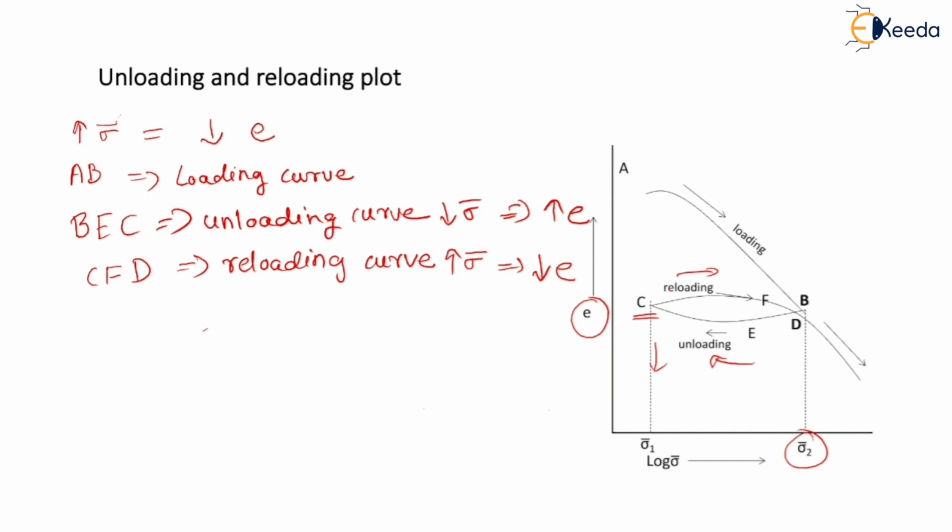So in short, when we do the loading on the soil sample for the first time, then the loading curve AB is obtained. When we remove the load on the soil sample, the curve BEC is obtained, which is called unloading curve. And when we again apply the loading, then curve CFD is obtained. This curve is called as reloading curve. So here we can observe that for the same value of effective stress, the void ratio in reloading curve is lower than the void ratio of loading curve.